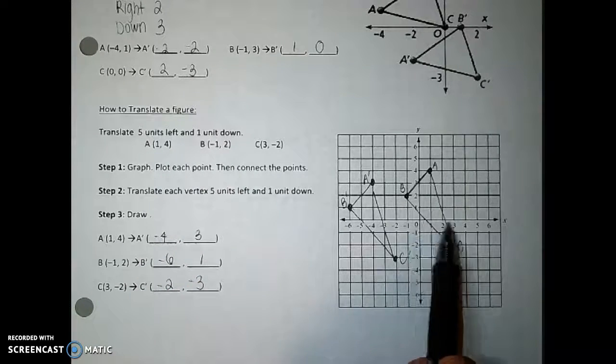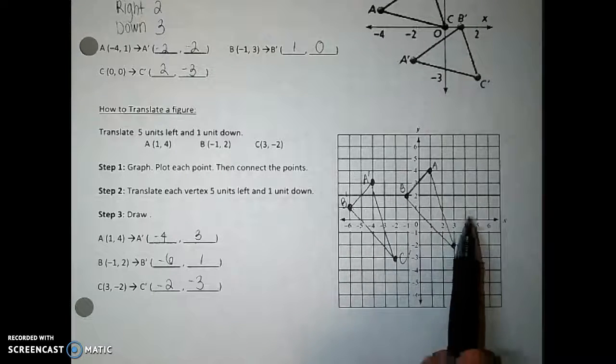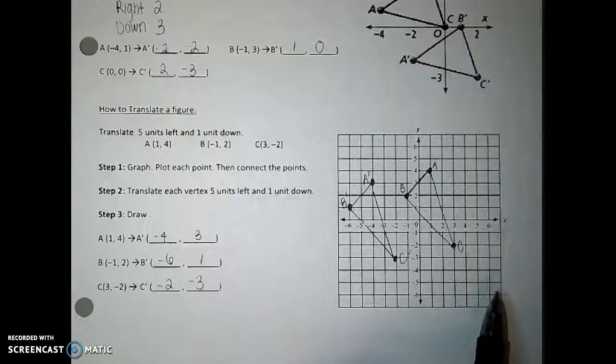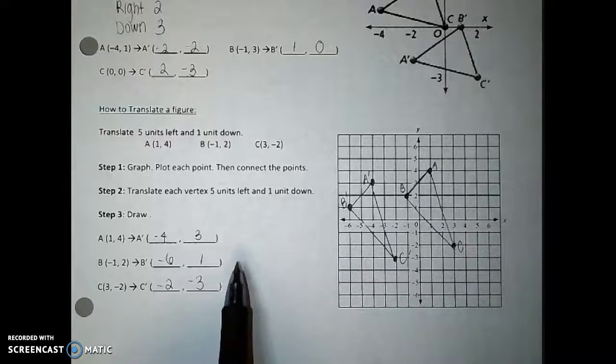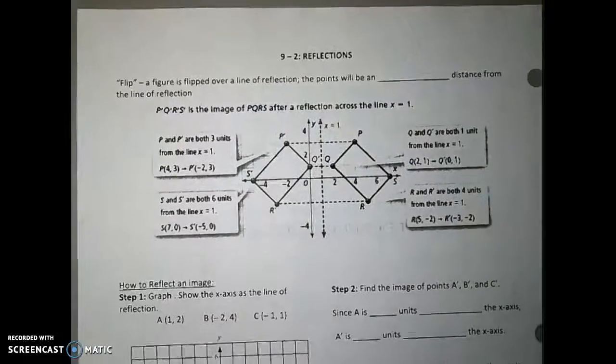Now, if I were to move right and up for my translation, then I would be adding those numbers onto the ordered pairs. So that's another way to check and make sure that you got the right answer. So that's all that we're going to see for translations. Now we're going to move on and look at reflections.